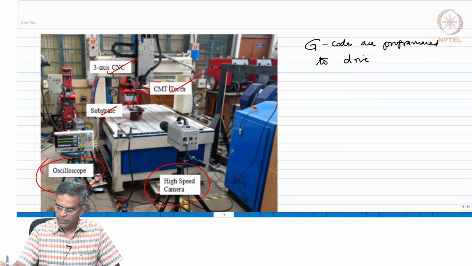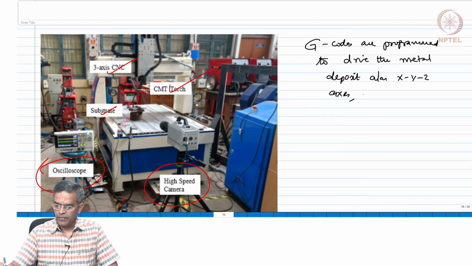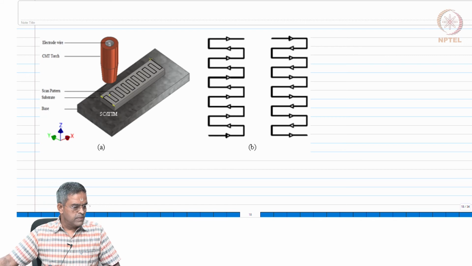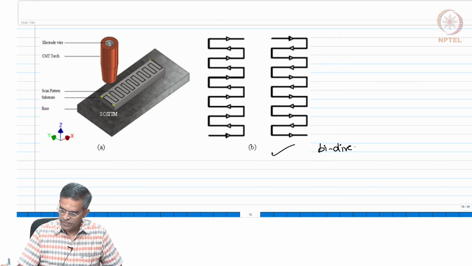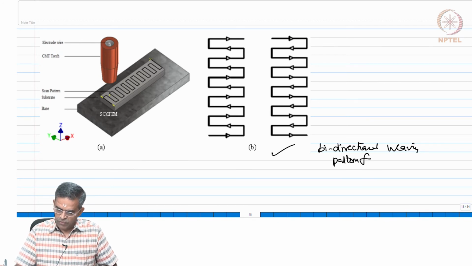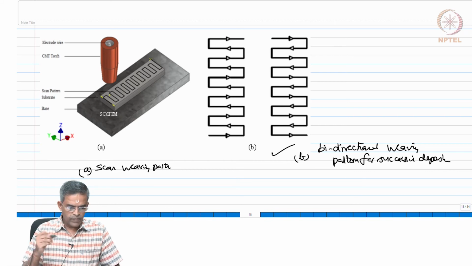to drive the metal deposit along X, Y, Z axis. So, a typical G code which is used for a bidirectional strategy is shown here. So, this is the bidirectional weaving pattern for successive depositions. And this figure shows the scan weaving path of metal deposit. Okay.